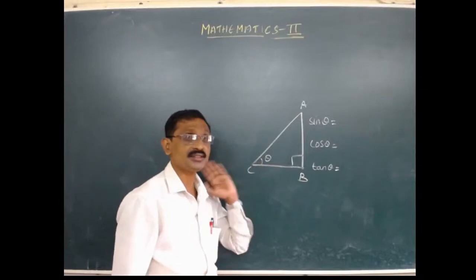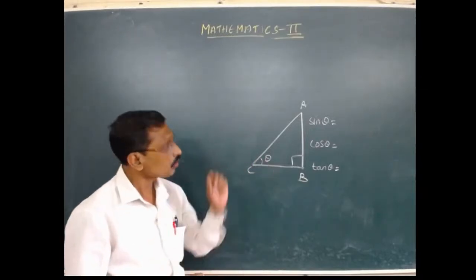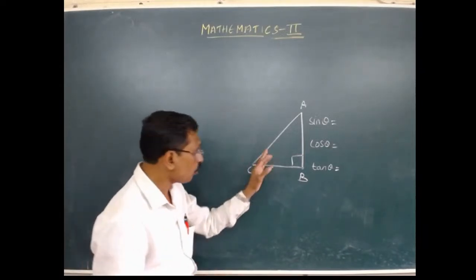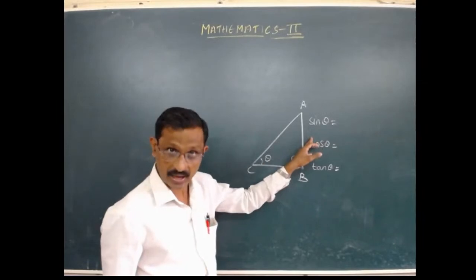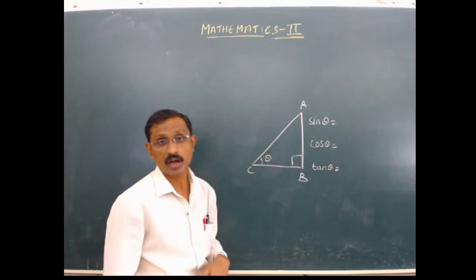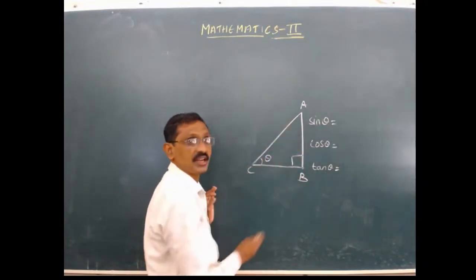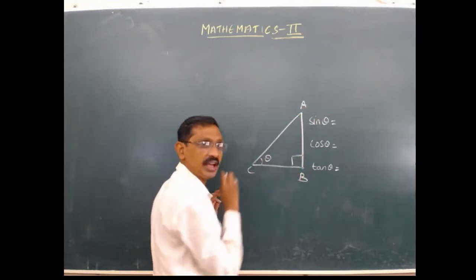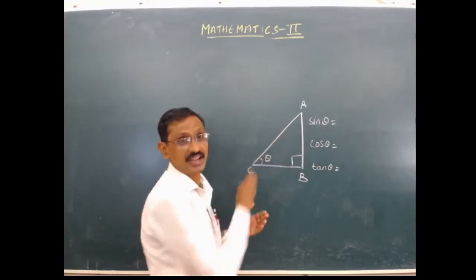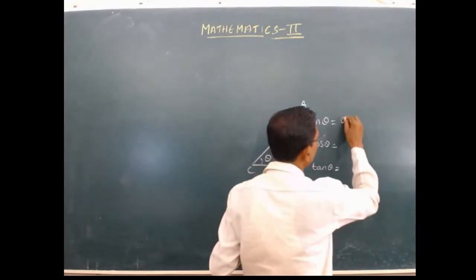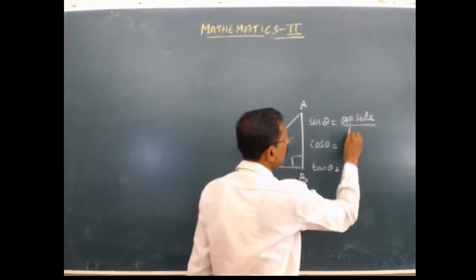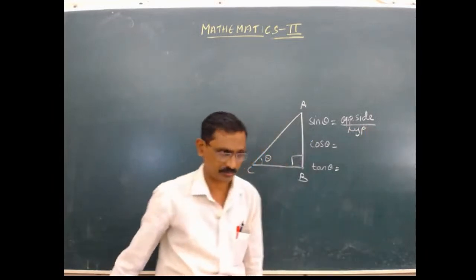Sine theta. Where is the angle theta? The theta angle is given. What does sine theta say? Sine theta says opposite side of the angle upon the hypotenuse. So which is the opposite side over here? I have got the opposite side as AB. And which is the hypotenuse? The hypotenuse is AC. So sine theta is the opposite side upon the hypotenuse.